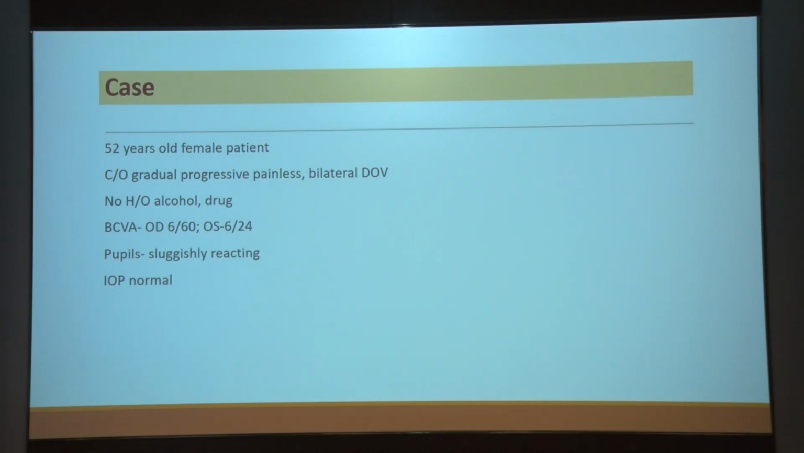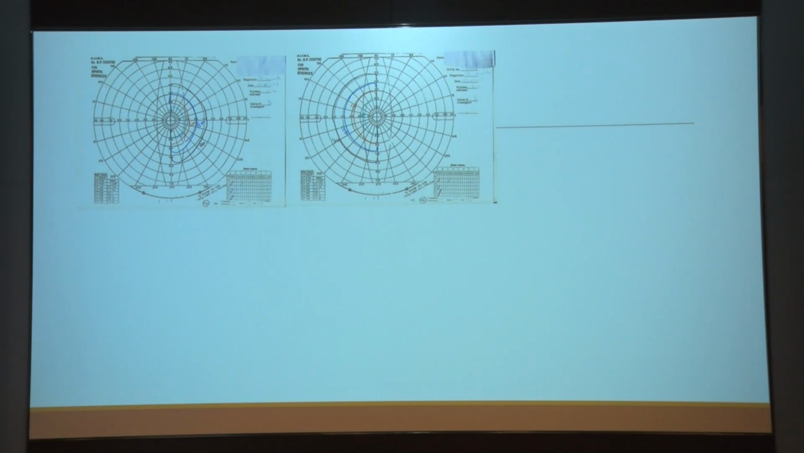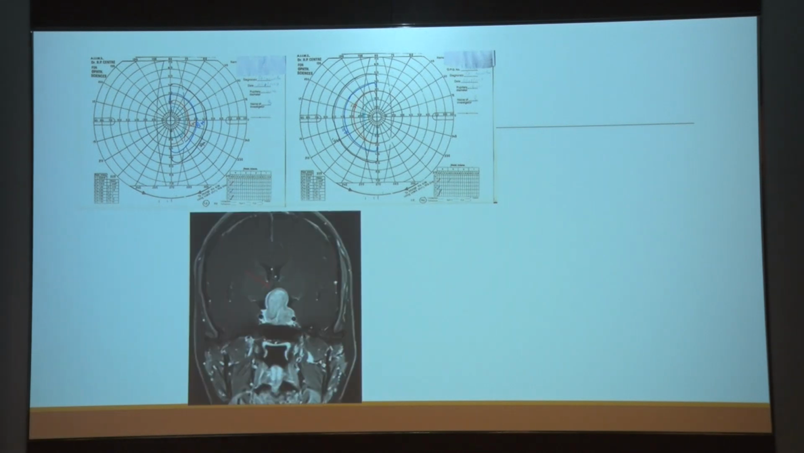A patient presents to you with a bilateral decrease in vision. There was no history of alcohol or drug use that might have led to a decrease in vision. Pupils were affected, vision was affected. So what you see is a markedly stark pallor, okay? Although there's cupping, you might get confused with glaucoma, but what you see is marked cupping and marked pallor, and there is a bitemporal hemianopia, so you immediately get neuroimaging done.